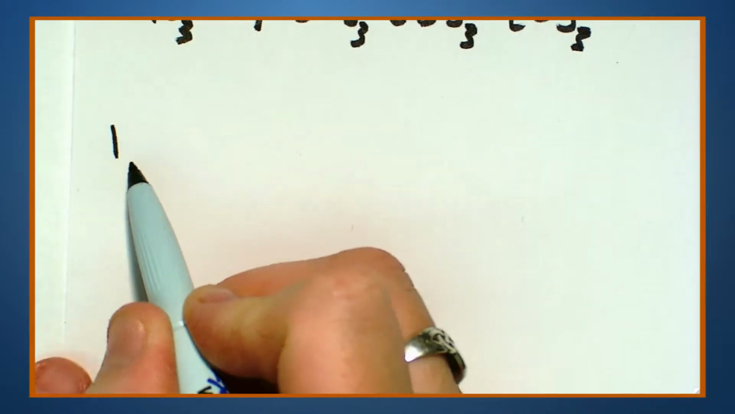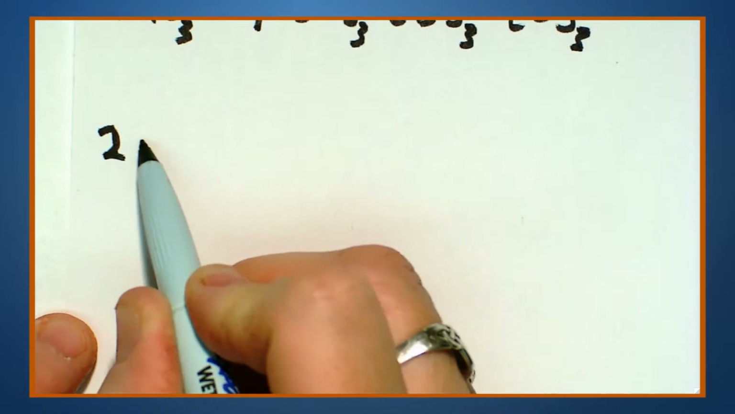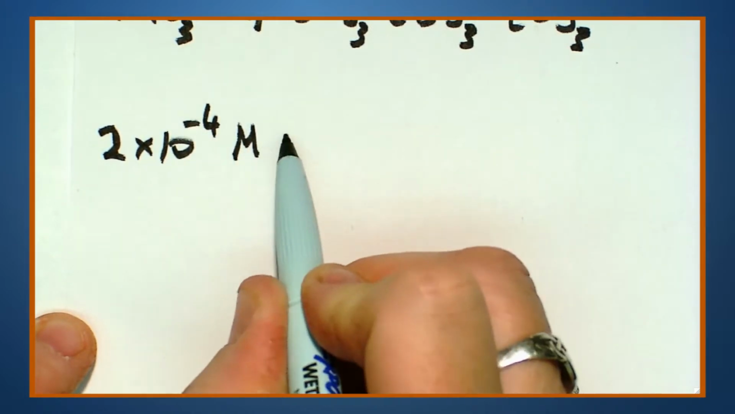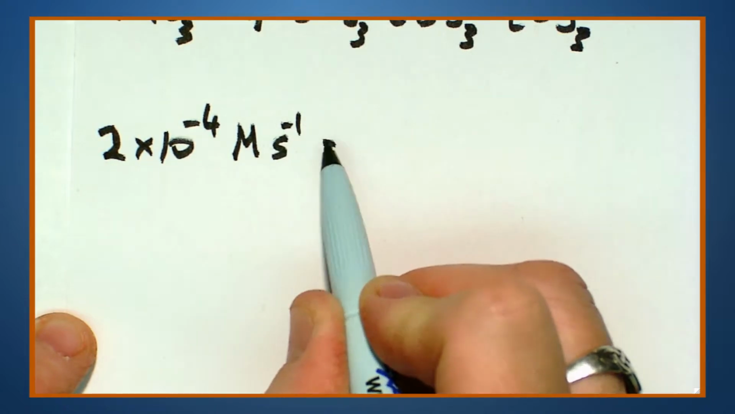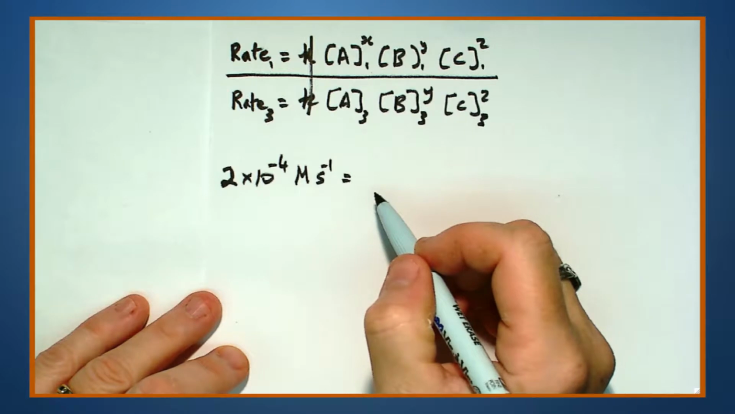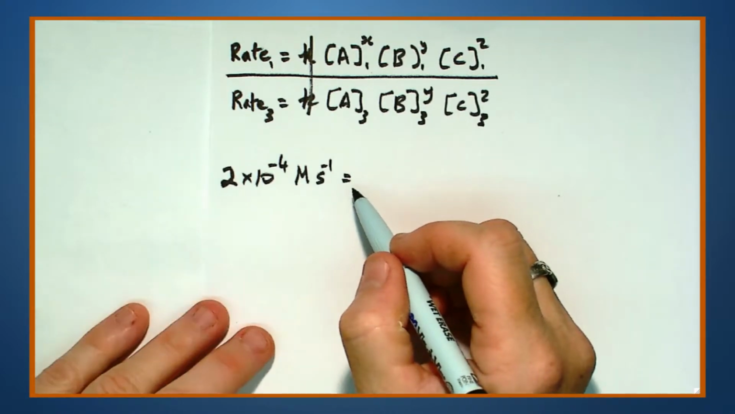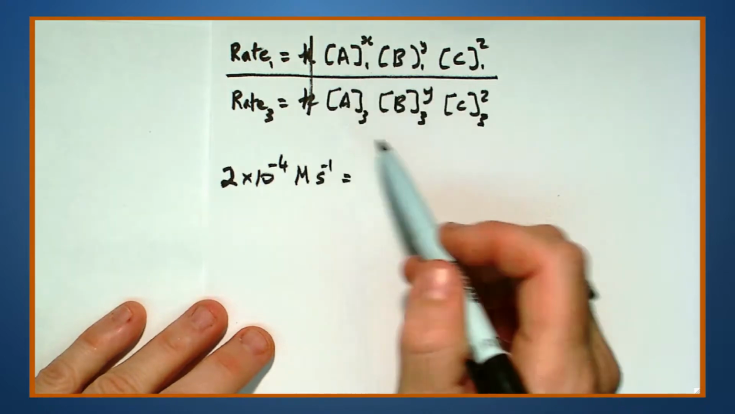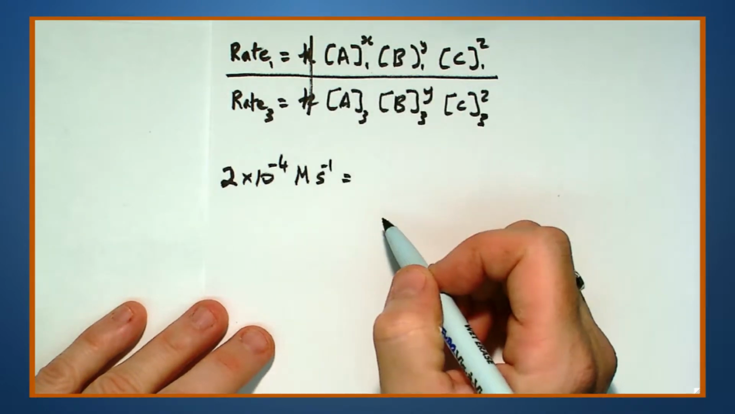The rate for experiment 1 was 2 times 10 to the minus 4 molarity per second equals... Okay, so I've zoomed out, and what we're going to do is start filling in the numbers from the table into this expression that I set up for experiments 1 and 3.